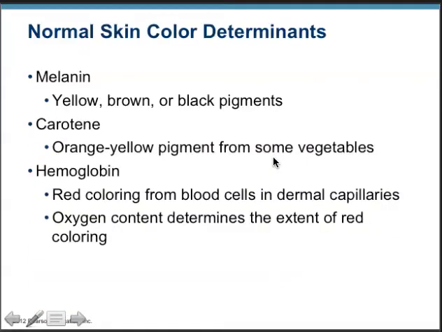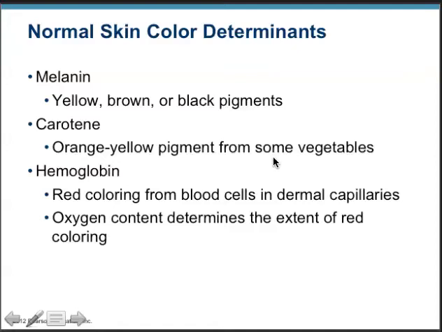Now I want to talk a little bit about skin color. Melanin is a yellow, brown, or black pigment which has protective effects against the damaging UV rays of the sun. Carotene is an orange-yellow pigment that comes from some vegetables. It's a derivative of vitamin A, which actually is important in normal vision because it serves as the starting material for the production of a molecule called retinol, which is what responds to light in the retina of the eye. But it also can pigment the skin.